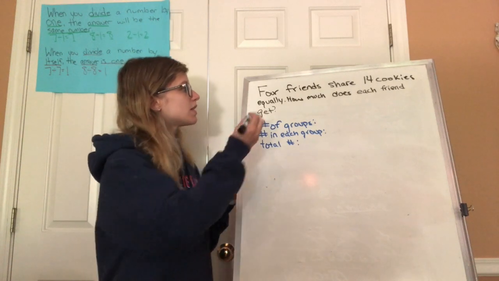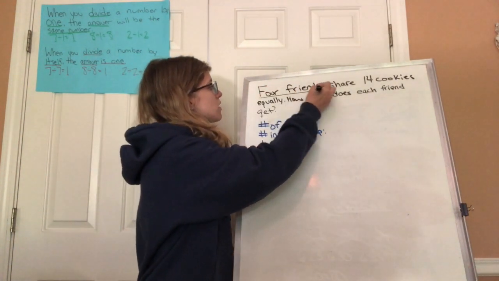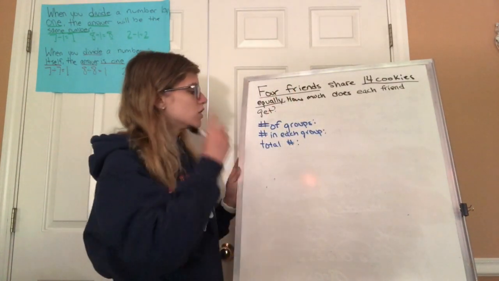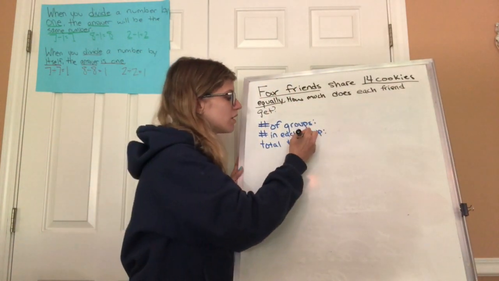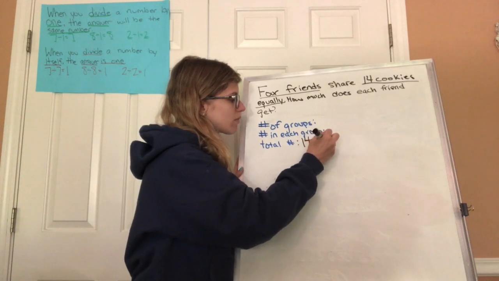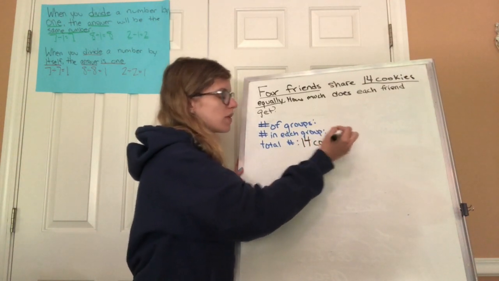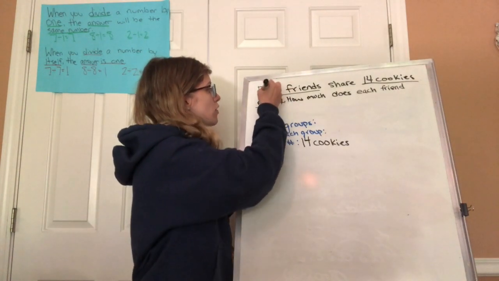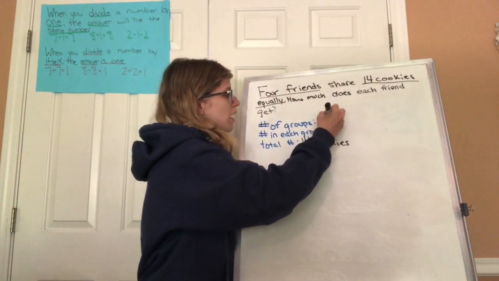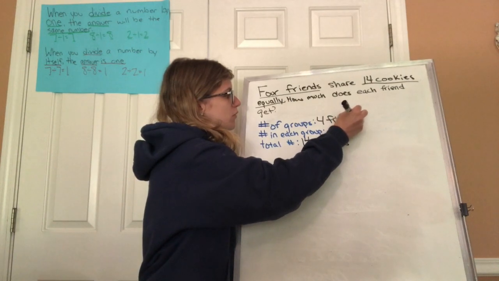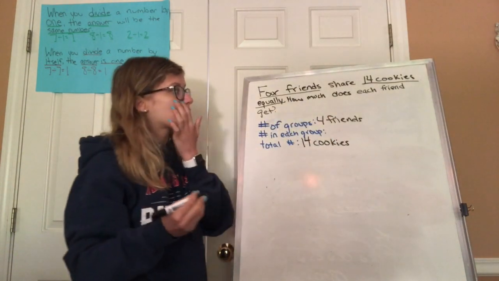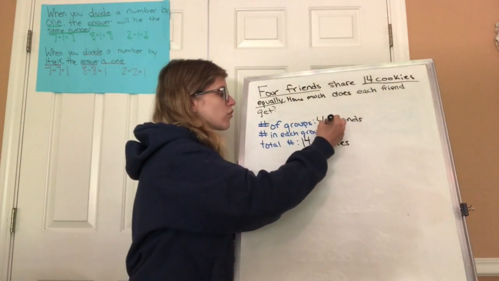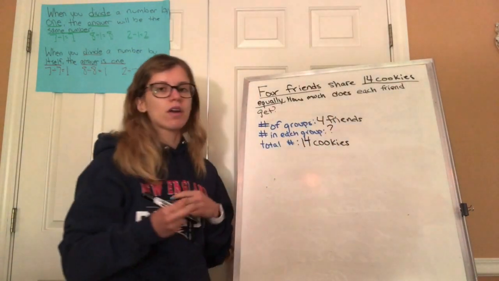So if I was to read this, I see that there's 4 friends that share 14 cookies equally. So I know my total number is 14 cookies. That's the most that they're going to get. They're not adding anything to it. And then the number of groups are the 4 friends. They're splitting up these 14 cookies to go to 4 friends. And my question is, how much does each friend get? So the number in each group is what we're trying to figure out.